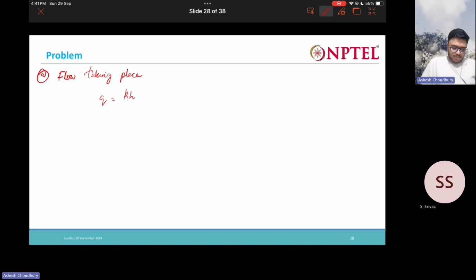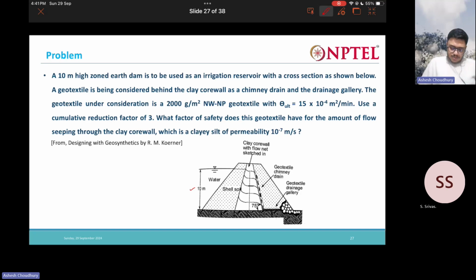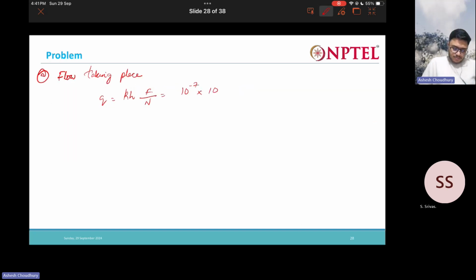So you have to use the flow nets, and this is given. What is the height of flow? This 10 meter. And what is the number of flow channels? 1, 2, 3, 4, 5, and the drops are 2 drops, 1, 2. Nothing but 1.9.